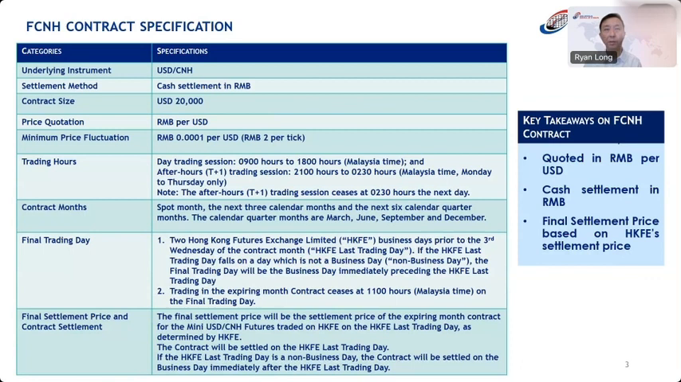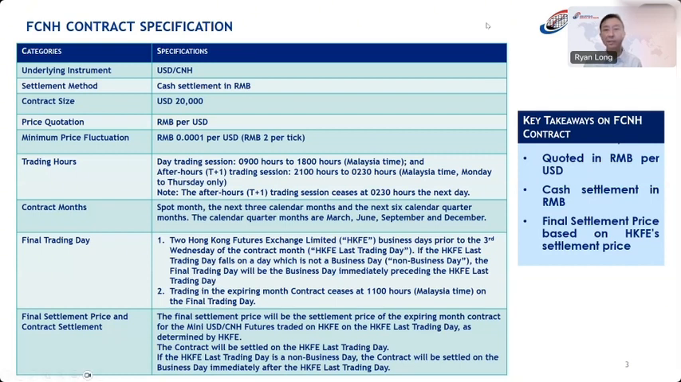This contract is called FCNH. That's the short name for this contract. It is a cash-settled contract, so no physical delivery of the underlying currency, which is CNH. CNH is known as the offshore renminbi currency. As you must have heard, there is also CNY, which is the onshore China renminbi currency. So what we are offering here is a US dollar versus offshore renminbi contract.